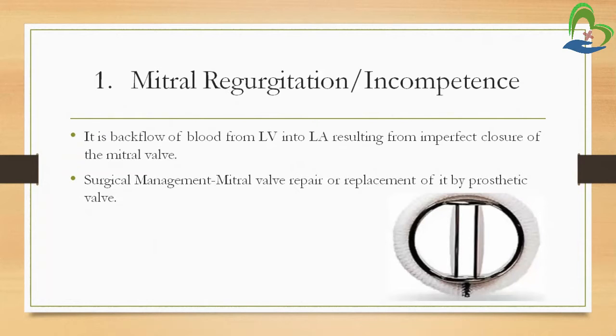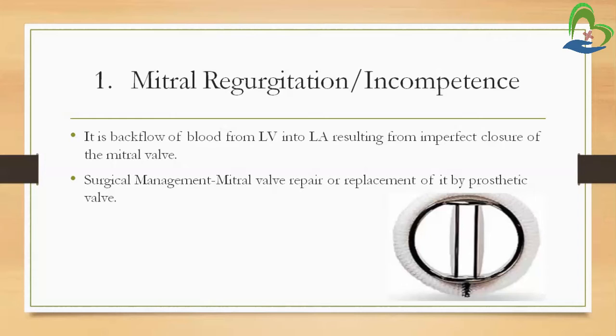First is mitral regurgitation or incompetence. In mitral regurgitation, there is backflow of blood from the left ventricle into the left atrium resulting from imperfect closure of the mitral valve. Regurgitation means backflow, and the mitral valve is located on the left side of the heart, between the left atrium and left ventricle. Because this mitral valve doesn't close properly, when the ventricles contract, blood will flow back into the left atrium. That is called mitral regurgitation.